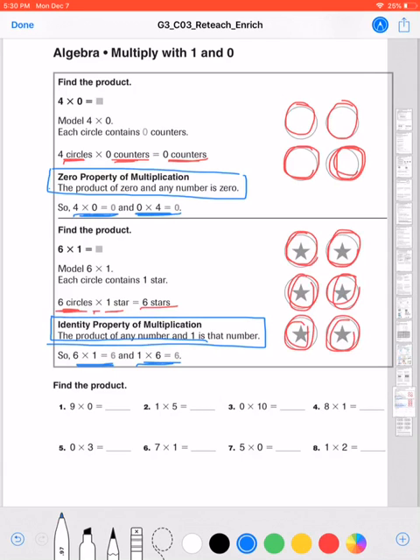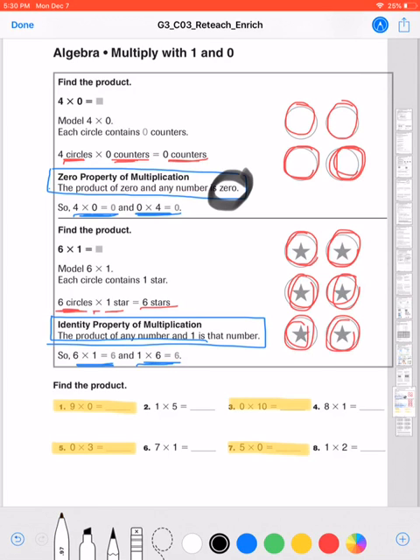So let's go down here. Let's start with the ones that say 0 first. So let's look at this one. We're going to look at this one. We're going to look at this one. And we're going to look at this one. So we know that 0 times any number, or any number times 0, is going to equal 0. So let's look at this.